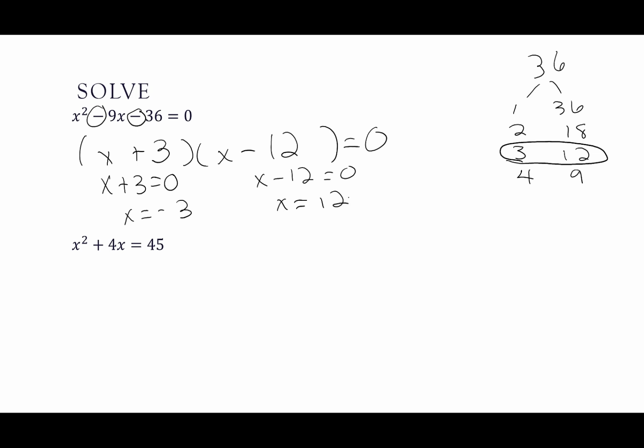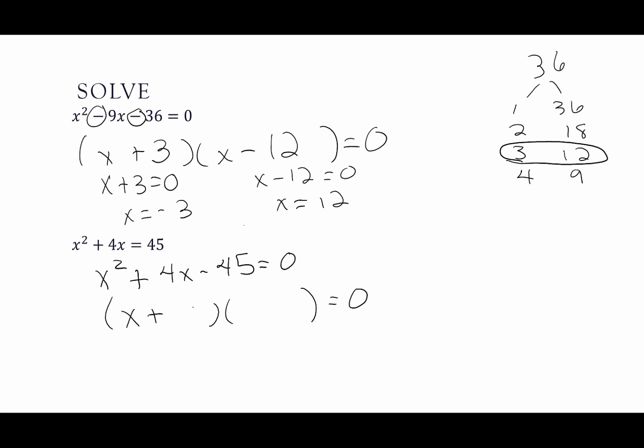X squared plus 4x equals 45. I can tell it's quadratic, it's x squared, but it's not in the form we want. What we want to do, if we're going to factor, is have this set equal to 0. So quickly, we can just move the 45 over to the left. So I have x squared plus 4x minus 45 equals 0. So I look at factors of 45, and they need to have a difference of 4.